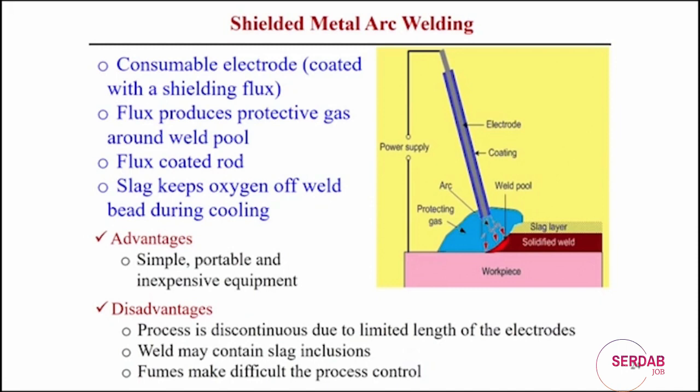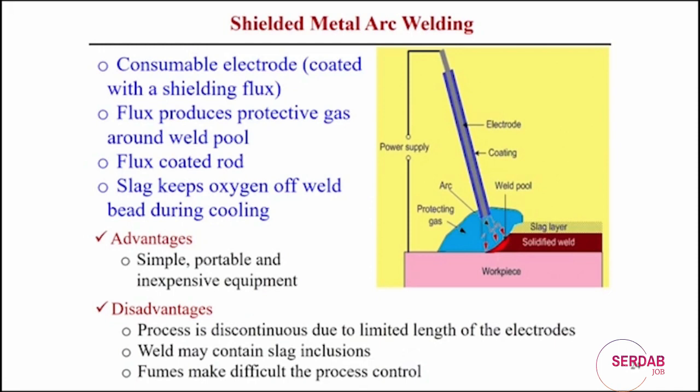But if we look into the limitations or disadvantages of this process, it is a discontinuous process, because the length of the electrode is limited. So, there is no continuous supply of the electrode. Once the length of the electrode is over, the process is discontinued, and we need to feed another electrode, and then we can continue the process. So, that is one limitation.